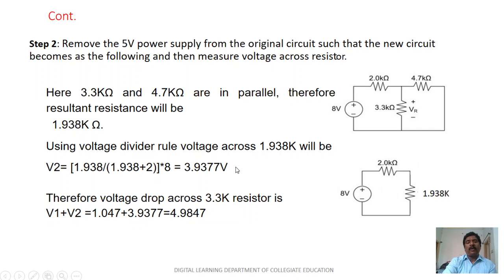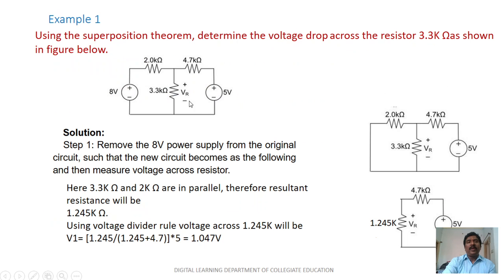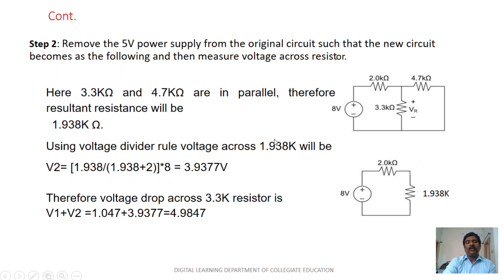Therefore, the voltage drop across the 3.3 kilo ohm resistor is V1 plus V2, which is equal to 1.047 plus 3.937, so it is equal to 4.9847 volts. This is the way to calculate the voltage drop across the 3.3 kilo ohms for the original circuit. According to the definition, the response of any element is the sum of the responses obtained from each source considered separately. So this is how we prove the superposition theorem.